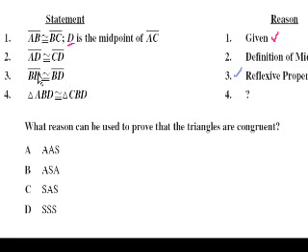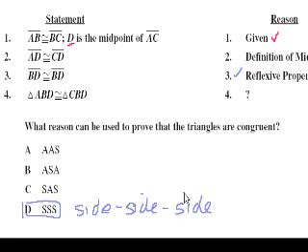Well, in these 3 steps we showed that all of the sides are the same. So this SSS that you see, what reason? That means side, side, side. And that's just the argument that you use in your geometry class to say that all 3 sides of both triangles are congruent.